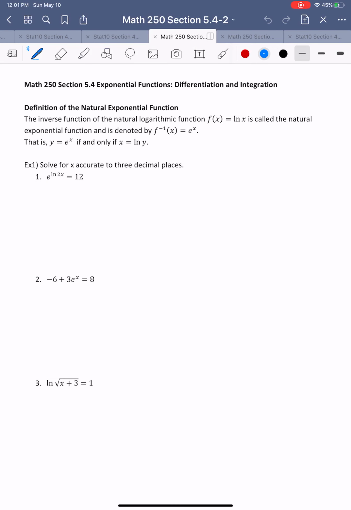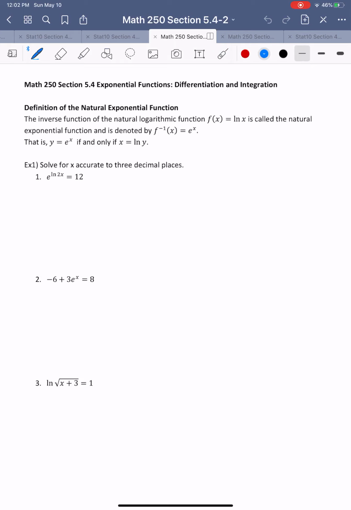Hello, this is section 5.4, exponential functions, differentiation and integration together. So, the definition of the natural exponential function: the inverse function of the natural logarithmic function f of x equal to ln x is called the natural exponential function and is denoted by the inverse of f equal to e to the x. So solve for x accurate to 3 decimal places.